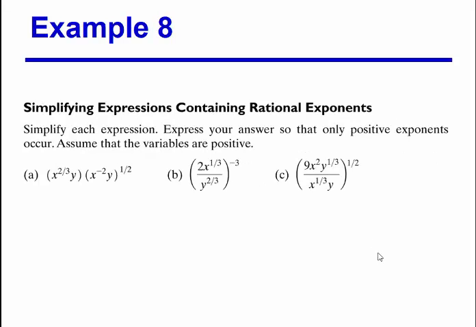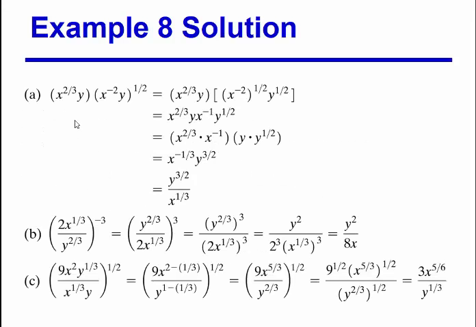So the next one, we're going to simplify expressions containing rational exponents. So here's a, b, and c. So for a, we're simply going to multiply. So we have x raised to the 2/3 times x. Well, here we have to give out the 1/2 first, which is what they did here. And then once we multiply these out, we end up with x to the 2/3 times y times x to the negative 1/2 times y to the 1/2.